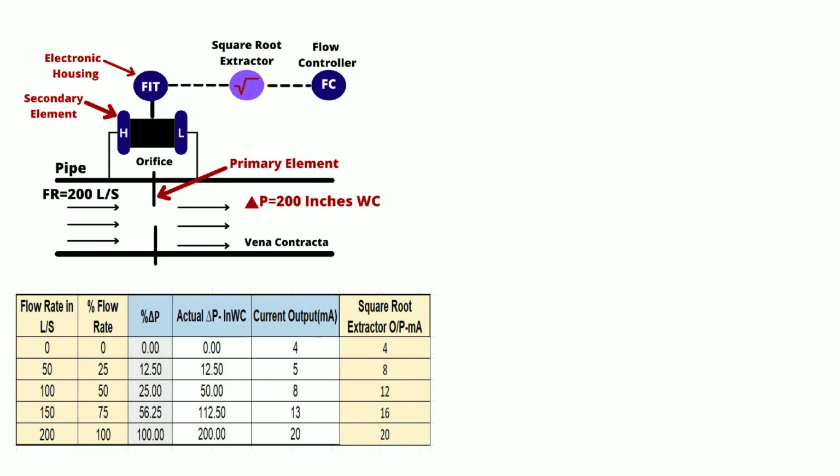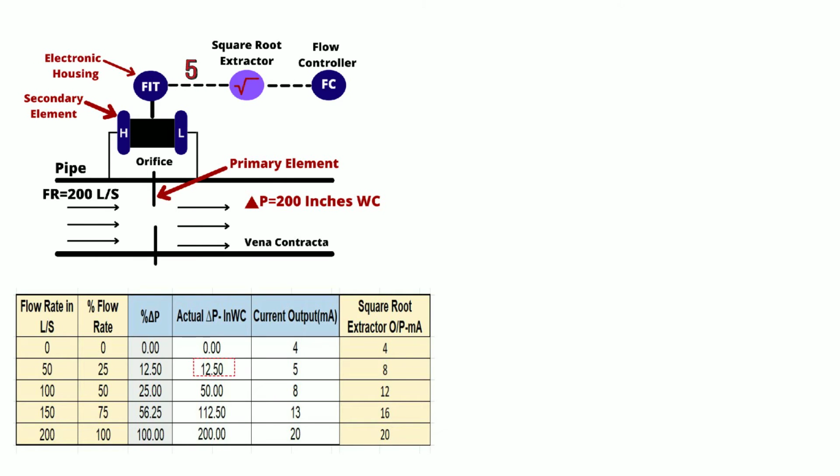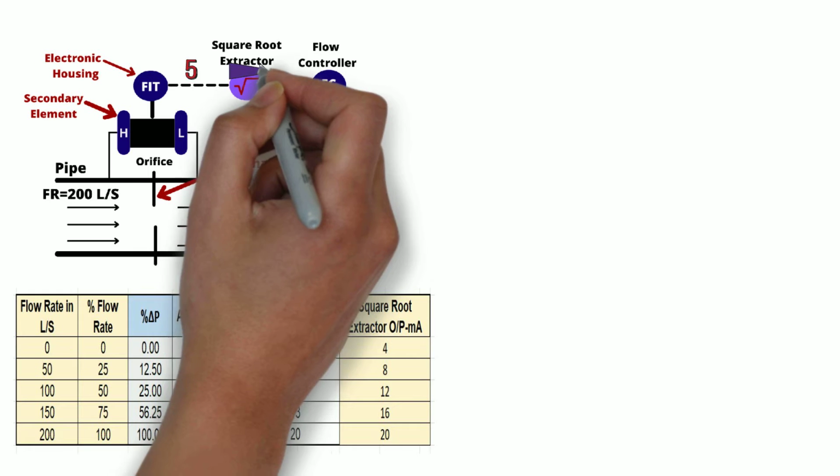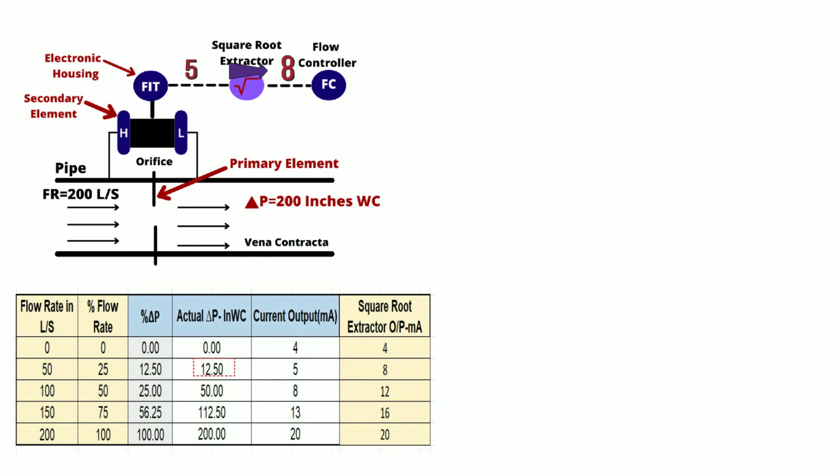As you can see from this example, when the actual pressure is 12.50 inches water column, the DP transmitter's current output is 5 milliamperes. And if a Square Root Extractor is being used at the output of the transmitter, then the current output will be 8 milliamperes. That's exactly what our PLC or DCS wants to see. Most modern smart DP transmitters have a square root extraction function inside the transmitter. So, there is no need for an external square root extractor for a modern smart transmitter.